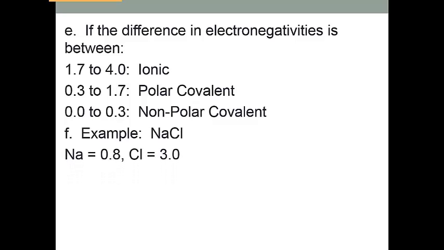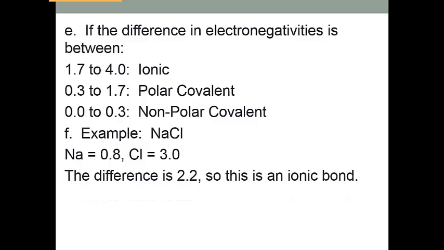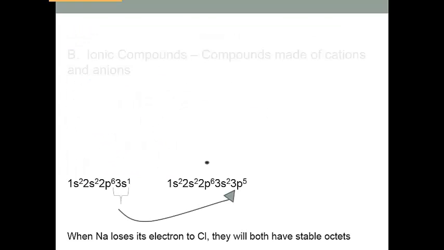If we look at sodium, it was 0.8 and chlorine was 3.0, and that's on the previous slide for the electronegativities. When you subtract those, you get a difference of 2.2. By our little rule up here, 1.7 to 4 is an ionic bond, and 2.2 falls in there. So that's one way that we can tell what type of bond we have.